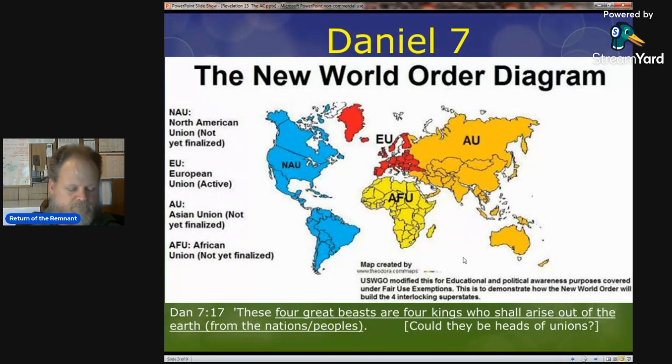I found a map somewhere online that shows the North American Union, potentially the EU, the Asian Union, and the African Union, where that may be what it ends up boiling down to. There'll be basically 10 kings within those 4 quadrants. And you can see Daniel 7:17 I have written down here. These 4 great beasts are 4 kings who shall arise out of the earth from the nations and from the peoples. So, and I just put on here, could they be heads of unions?